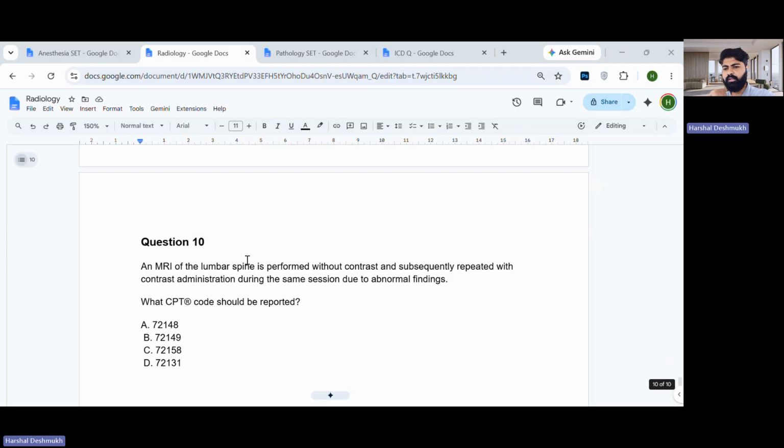All right, moving on to the last one. An MRI of the lumbar spine is performed without contrast and subsequently repeated with contrast administration during the session due to abnormal findings. What CPT code should be reported here?